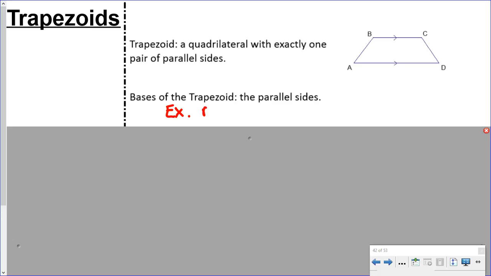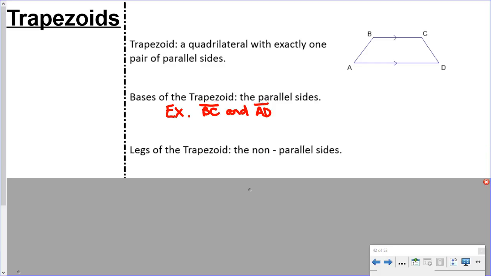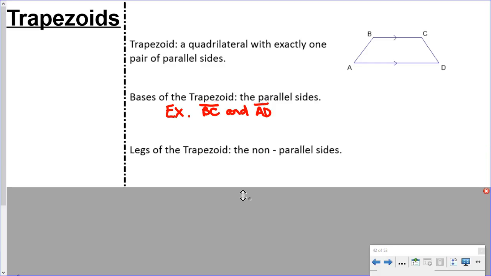Well, it should be segment BC and segment AB. That's how you would name them because remember the sides are represented as segments. Okay, then we have the legs of the trapezoid, and the legs of the trapezoid are your non-parallel sides because if I extended those sides, they would eventually meet. So those are non-parallel sides, and those are your legs.